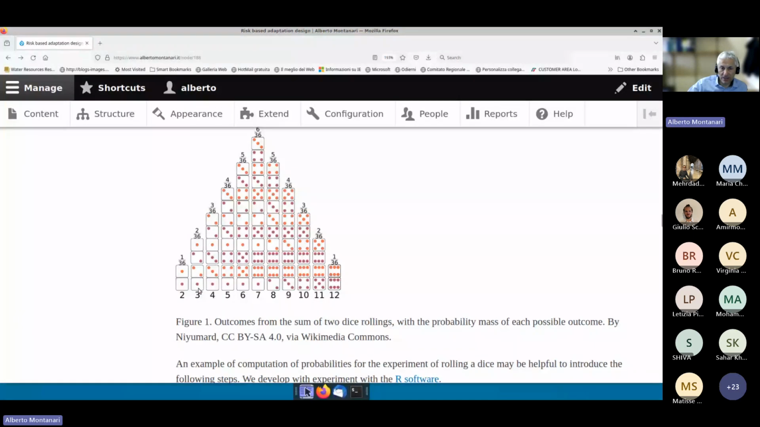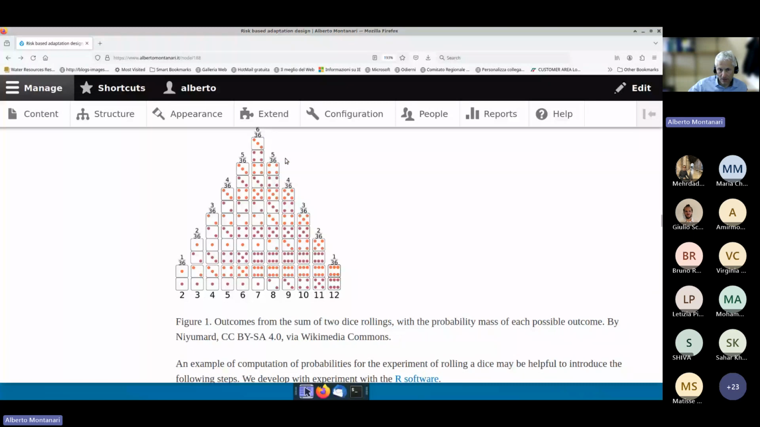What about 3? 3 can be obtained with two combinations. First rolling 1, second rolling 2, or the other way around: first rolling 2, second rolling 1. So you have two possible combinations. 2 divided by 36 is the probability. For 4, you have three possible combinations: 1 and 3, 3 and 1, 2 and 2. 3 over 36.